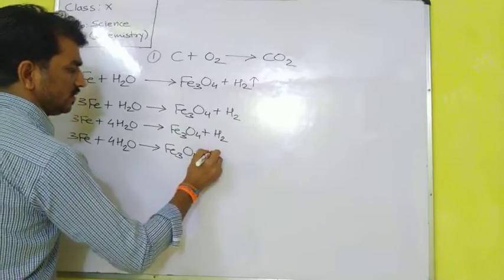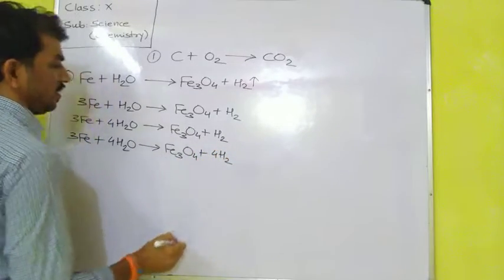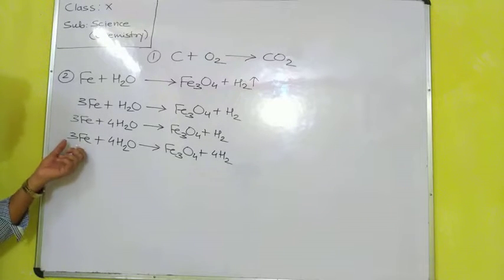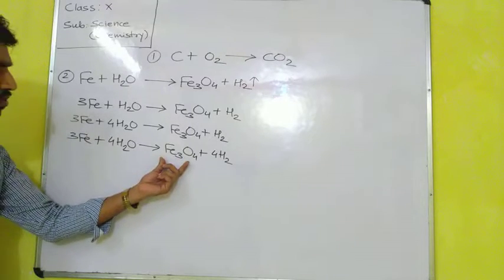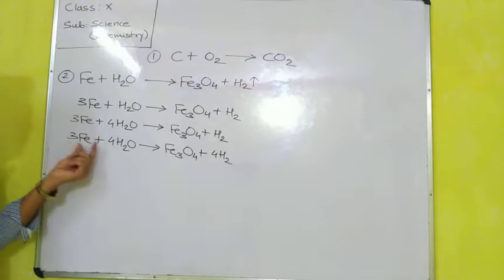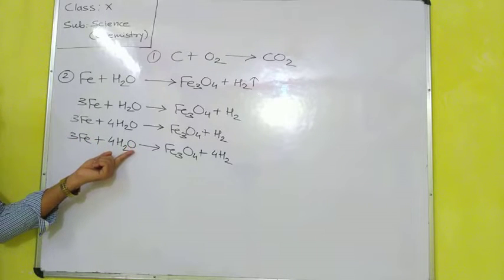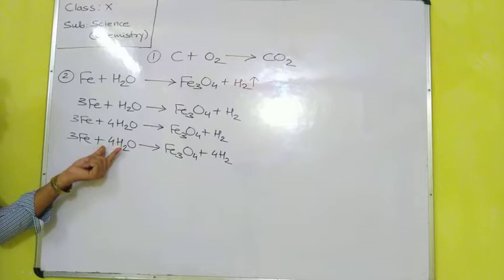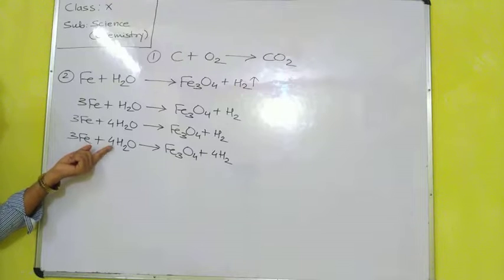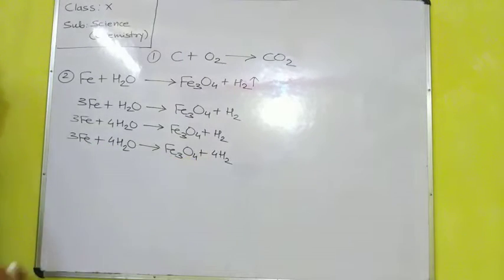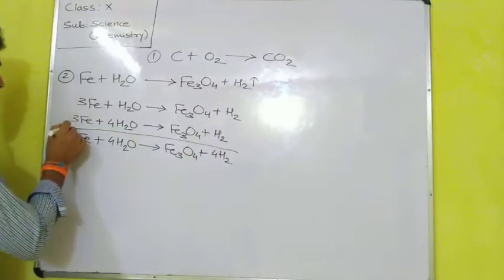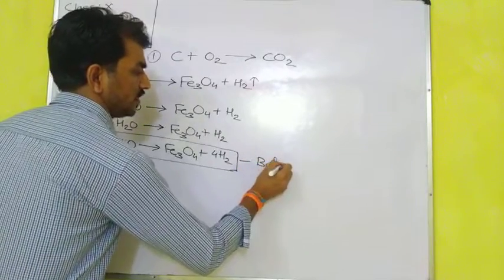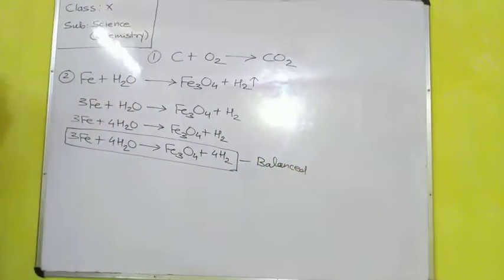Okay, again we have to check from the starting. Here 3 atoms of iron are present in the reactant side, 3 atoms of iron in the product side. 4 atoms of oxygen are present in the reactant side, and 4 atoms of oxygen in the product side. Here 4 times 2, 8 atoms of hydrogen are present in the reactant side, and 8 atoms of hydrogen in the product side. So now it is balanced. Okay, balanced chemical equation.